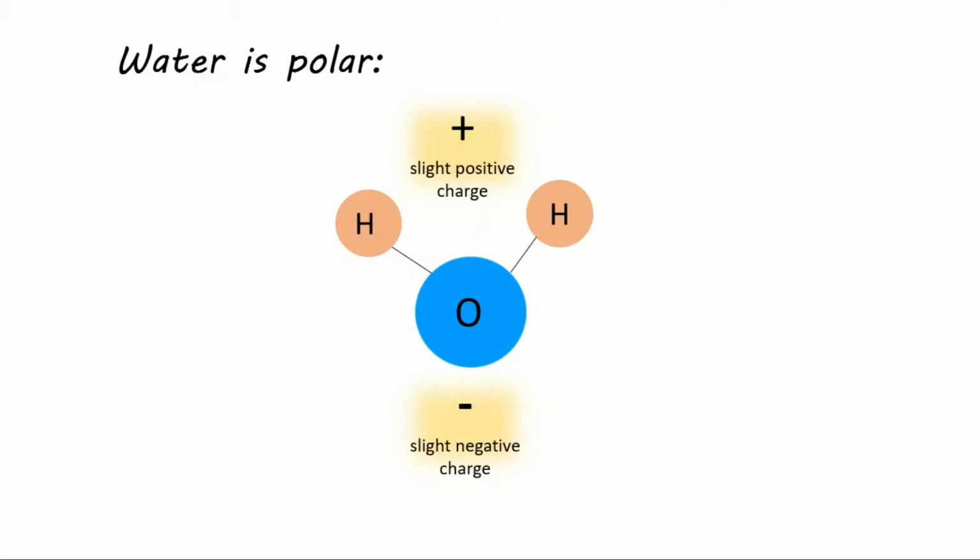Polar molecules do not have a full positive or negative charge. Instead, one side of the molecule is slightly positive and the other side is slightly negative. This means they are not lipid soluble and therefore can't pass through the phospholipid bilayer unless there's a protein to help them through.